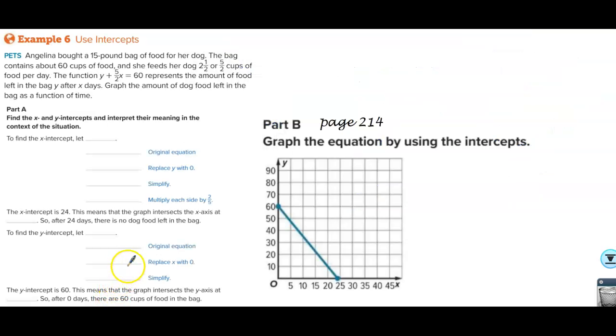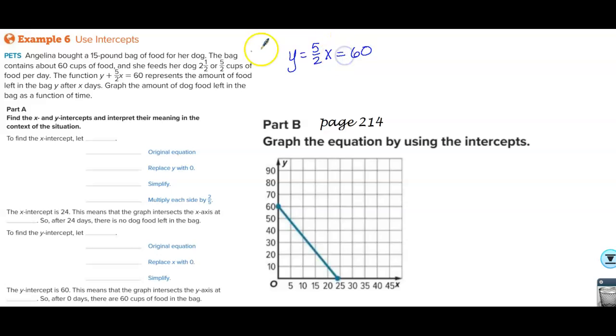Next. Okay. Let's see. Oh, this one's involved. This is a recipe. They're trying to make it into a word problem. Here's our equation right here. Y equals 5/2, x equals 60.